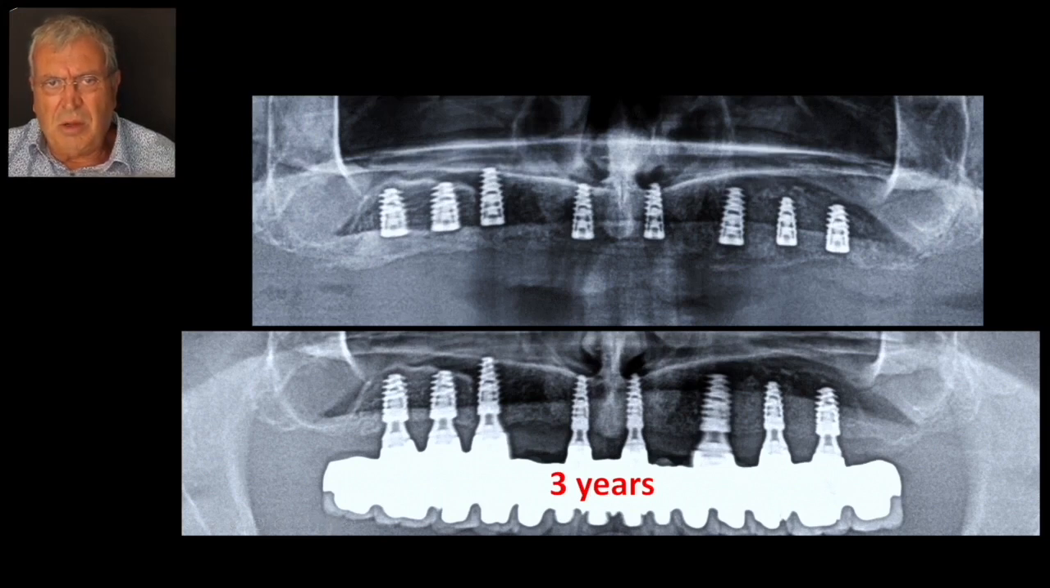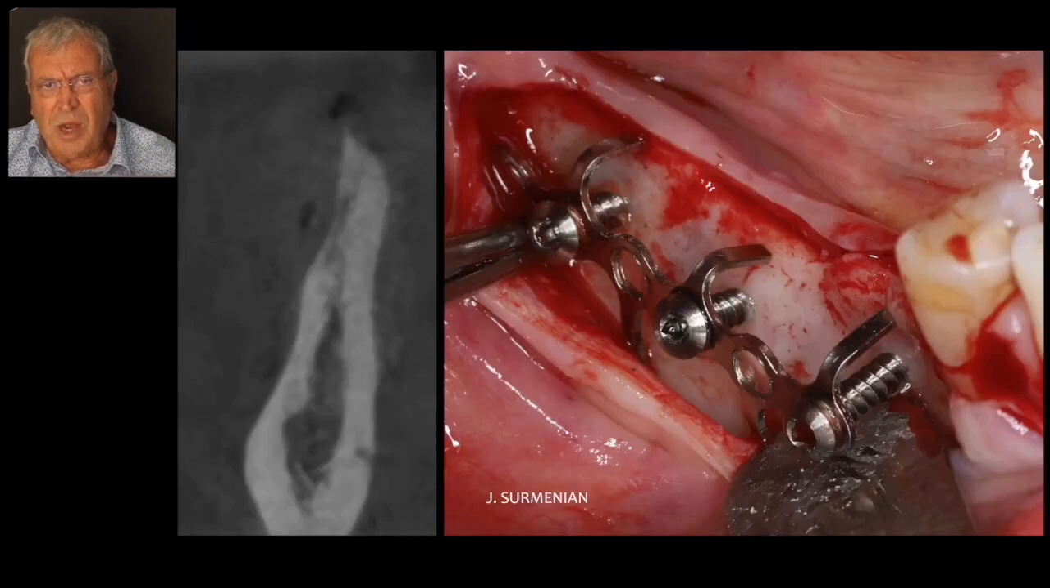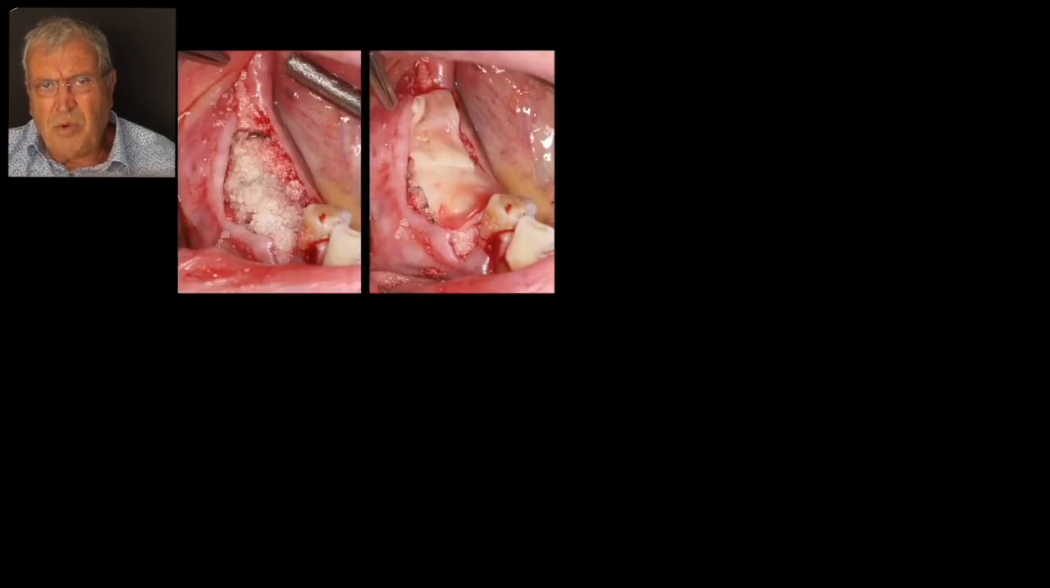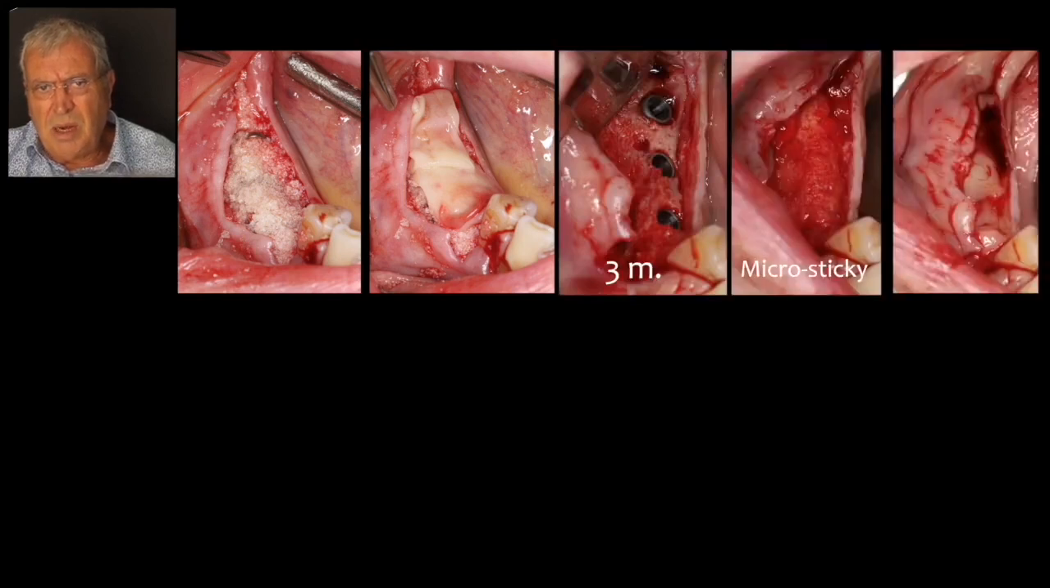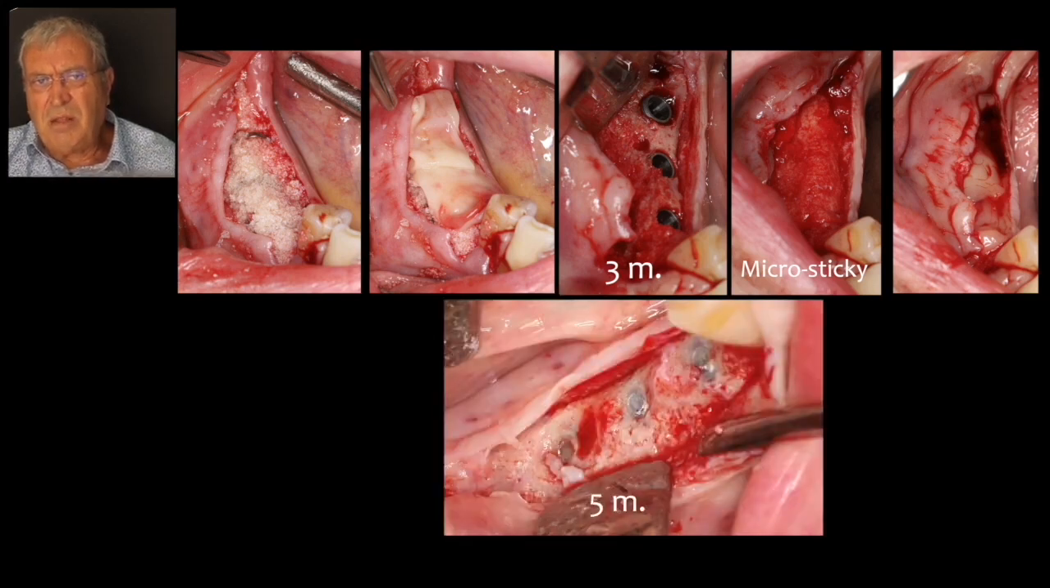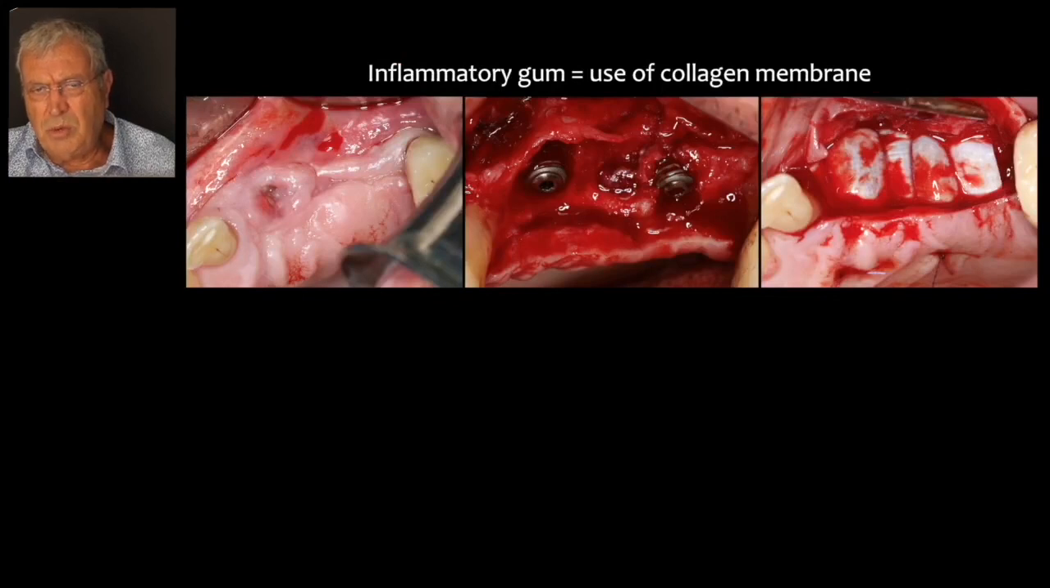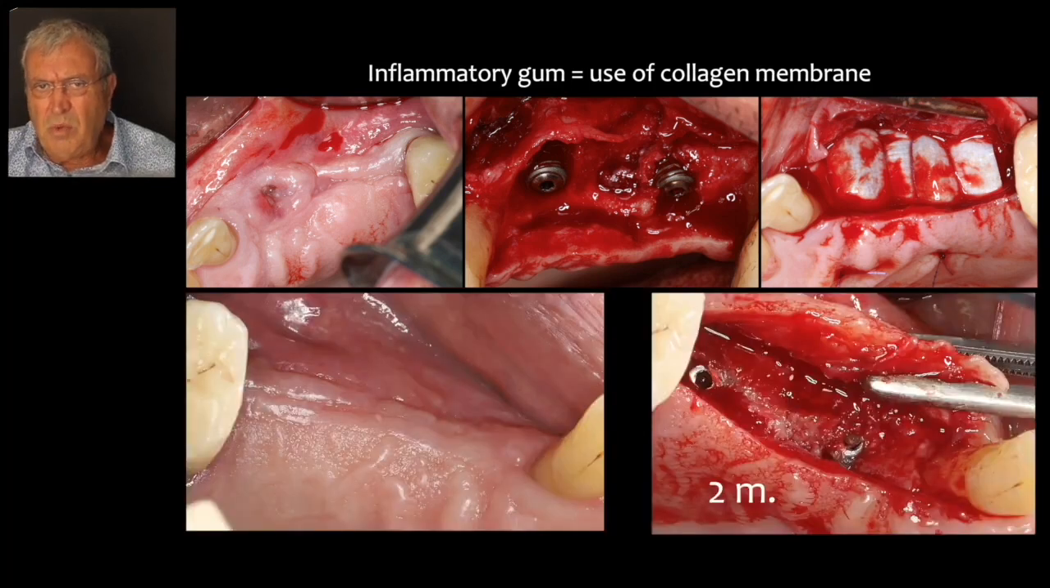This is another augmentation, horizontal, with the same technique, with the same materials. Reopening at 3 months, again with a micro sticky bone, and then the reopening at 5. Means at 5, we start the soft tissue management. But we are not stupid. When we have inflammation, we use a collagen membrane in order to get the same results. Simply. When we have the indication for collagen, we do it.